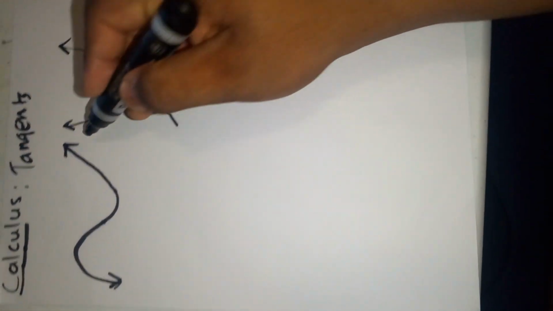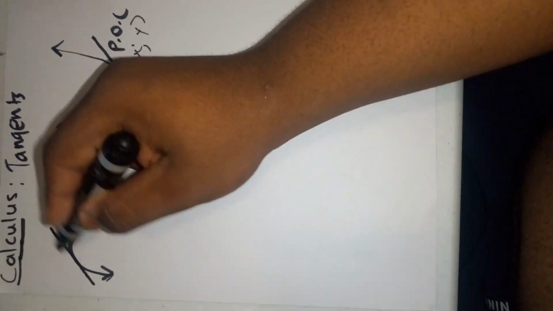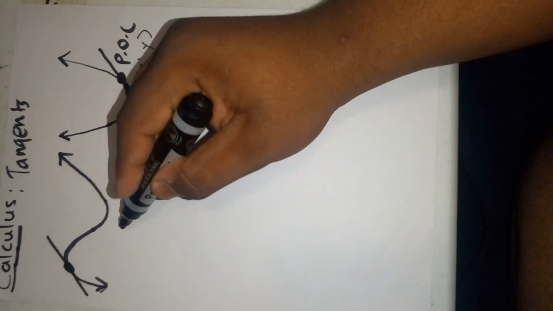Or it can come like that, because a tangent is a straight line, so it can also have a negative gradient, because a straight line has a positive and a negative gradient. Is it fine? Or it can come like this and touch here, or like this. But the most important thing is the point of contact.